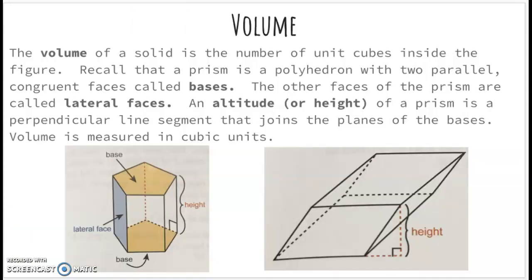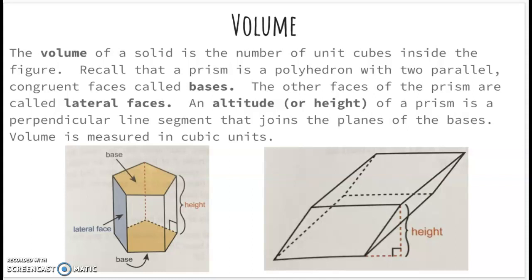All right, so today we're talking about volume. The volume of a solid is the number of unit cubes inside the figure. Okay, so recall that a prism is a polyhedron with 2 parallel congruent faces called bases. The other faces of the prisms are called lateral faces. An altitude or height of a prism is a perpendicular line segment that joins the planes of the bases.